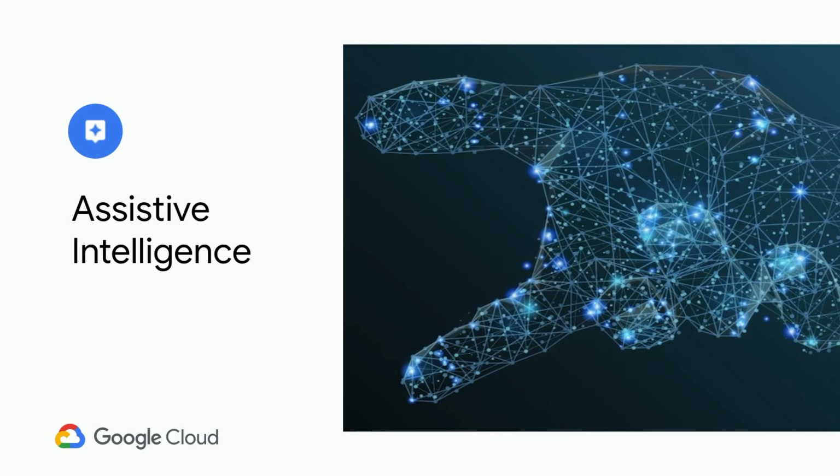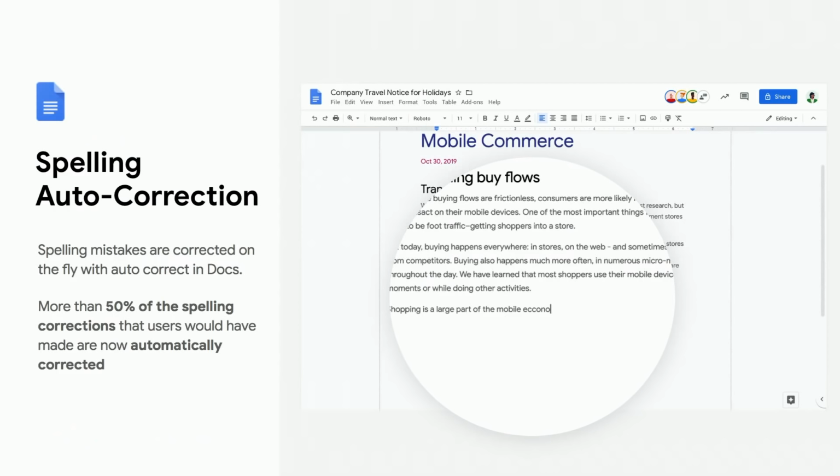Now on to our assistive intelligence features. One of the most popular assistive writing launches in the last year was autocorrection. This is helping millions of users every day fix their spelling mistakes and has an incredibly high accuracy rate, so it's become extremely popular with our users.